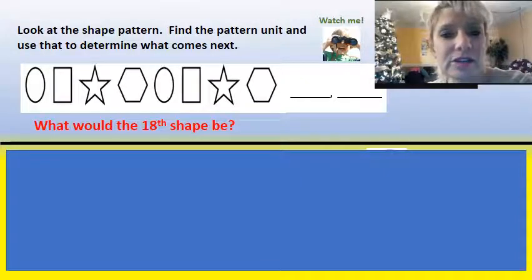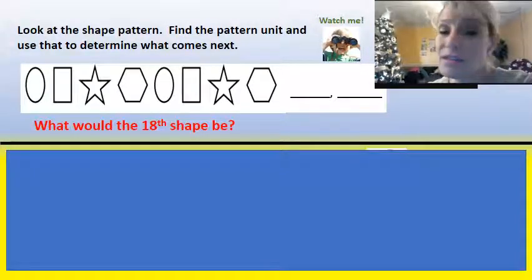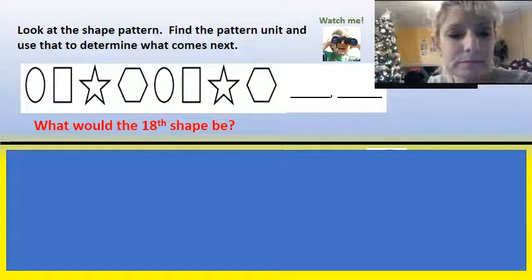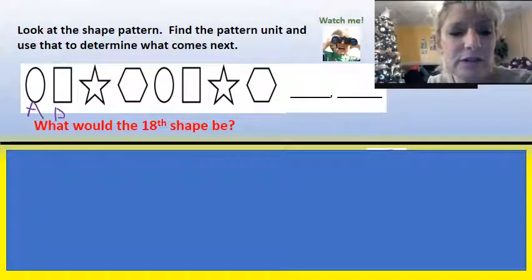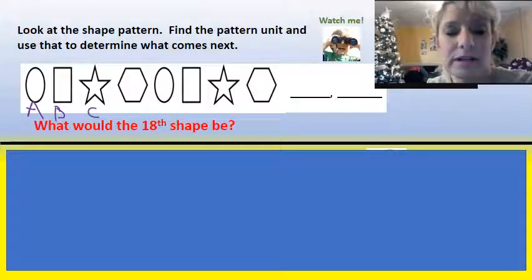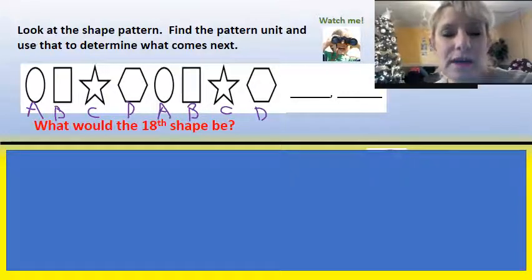I like to give a letter to each one of the shapes and a different letter to every shape. So I'm going to put an A right here, a B right here, a C right here, a D right here, and then notice that my oval, I'm repeating that. So I'm going to put an A right here because I gave the oval an A before. I have a B for my rectangle, I have a C for my star, and I have a D right there.